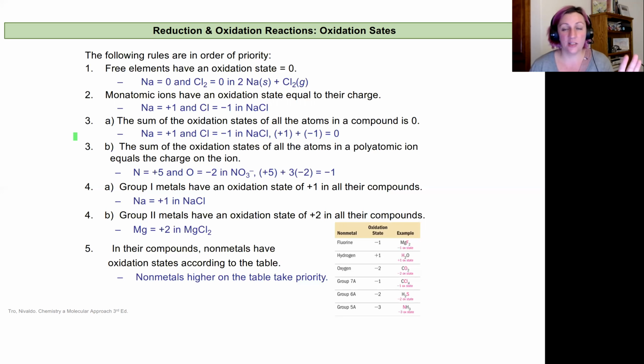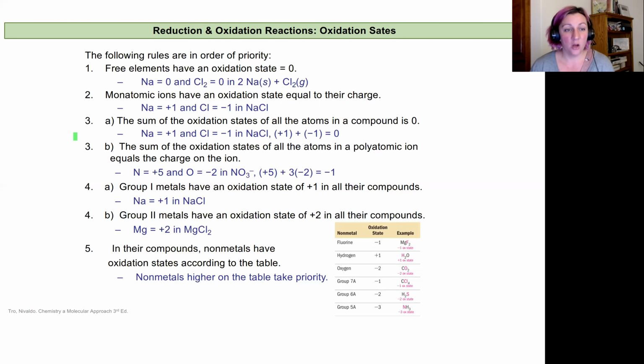So oxidation state equals charge if it's just an atom with a charge, just an ion. And then we also know that the sum of the oxidation states for all atoms in a compound will be 0, just like when we did ionic bonding. So nothing really new yet, just this new word.